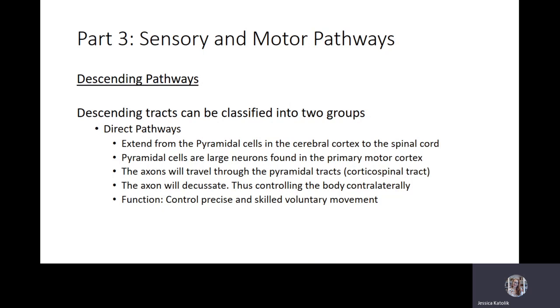So what do these direct pathways do? They are going to function to control precise, skilled voluntary movements. So things such as going to the hands and allowing us to write or draw or paint, it's going to be very fine motor movements that are voluntary.